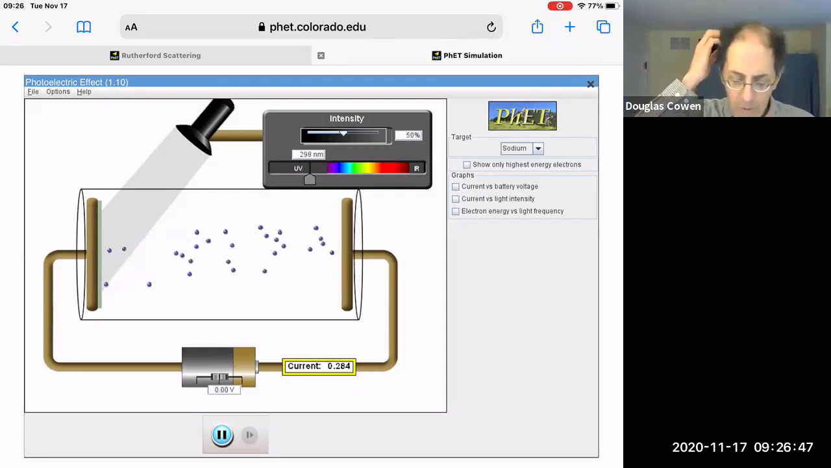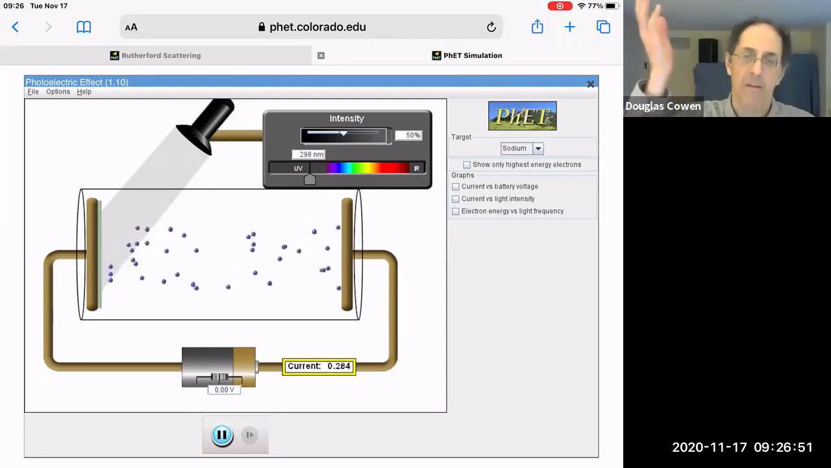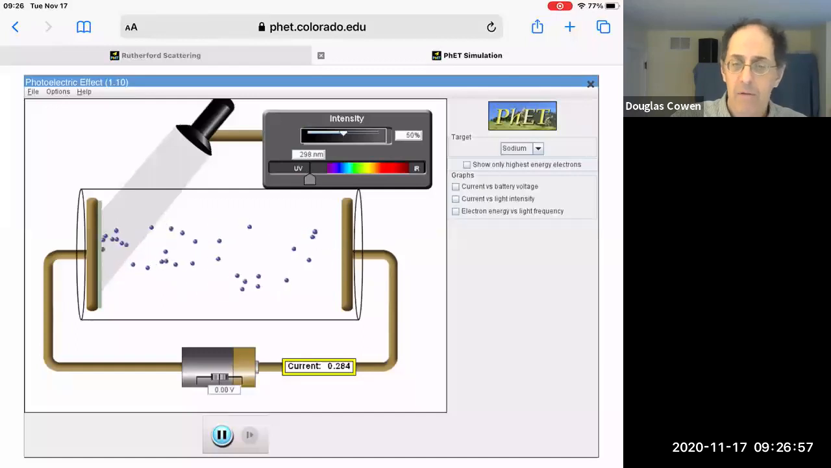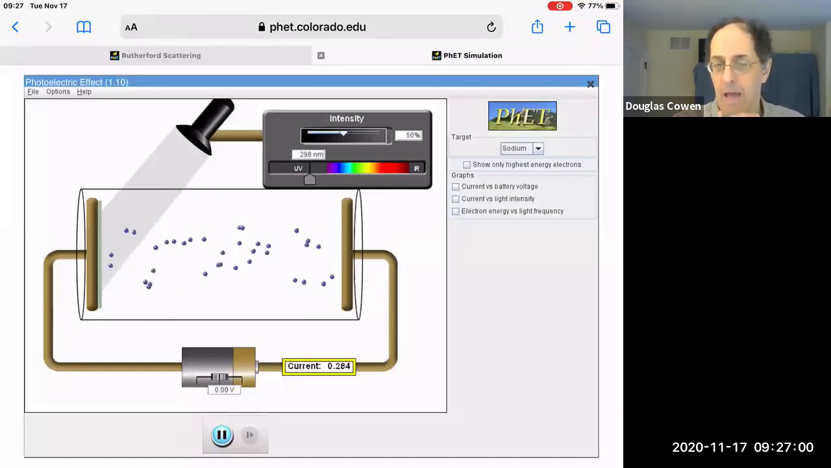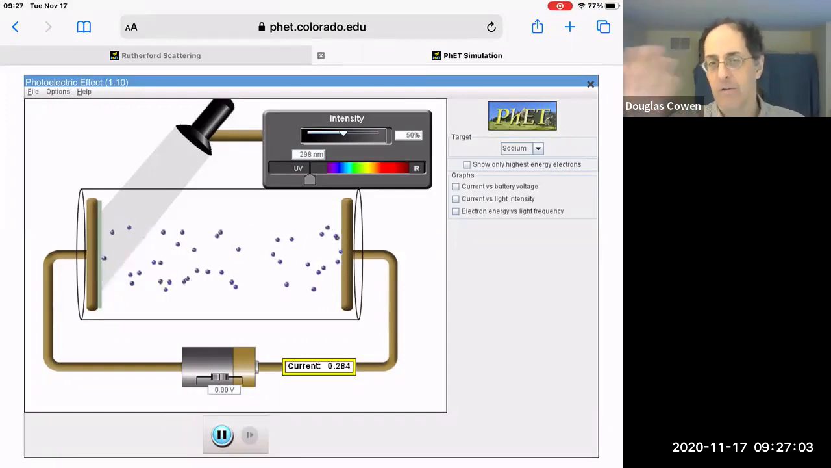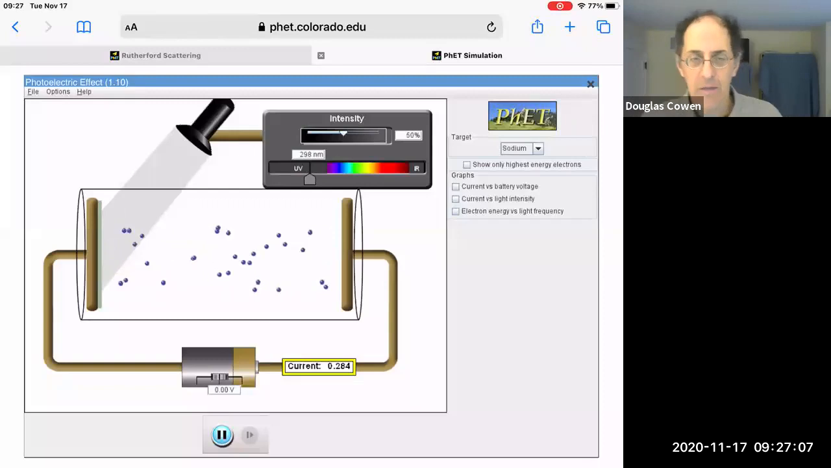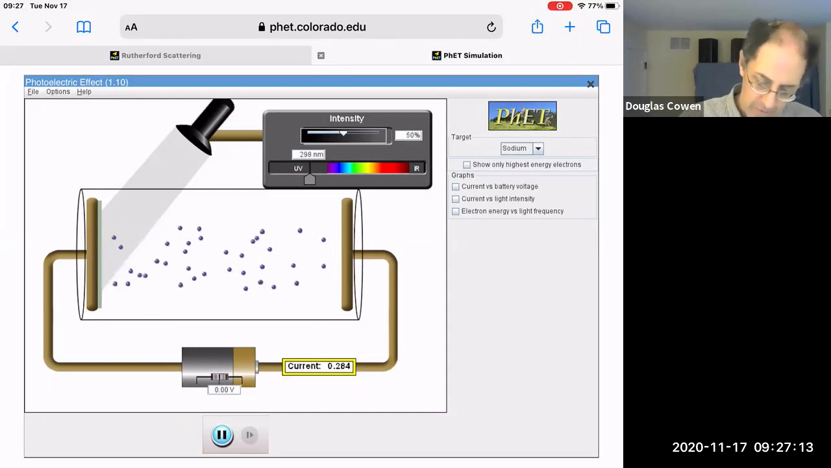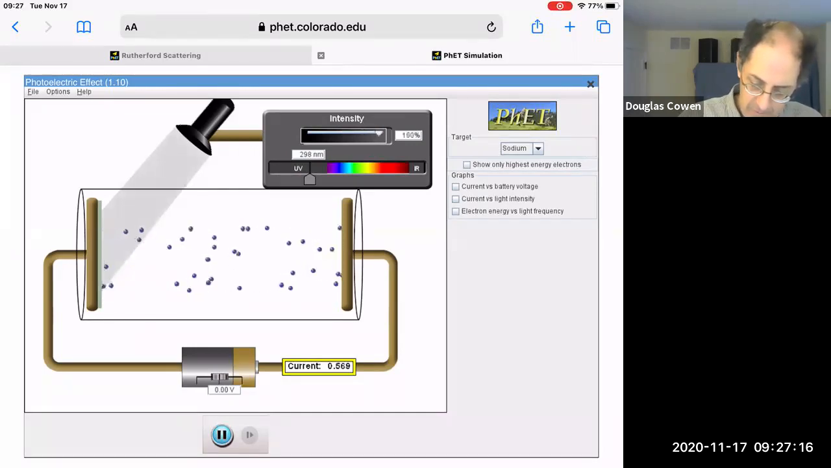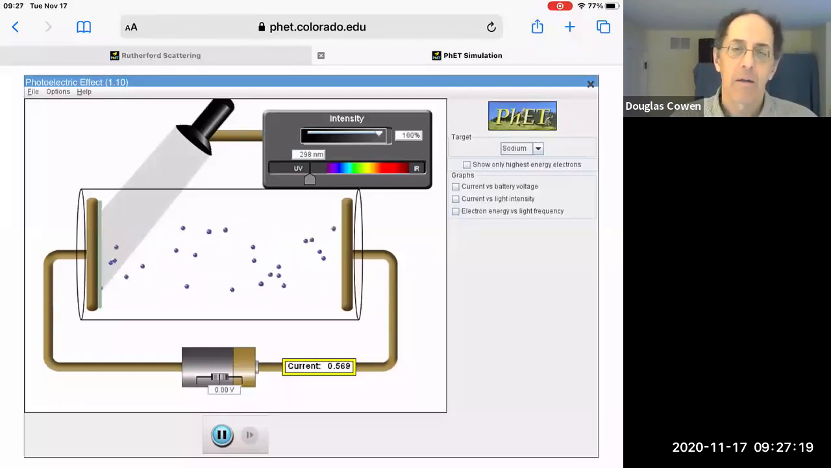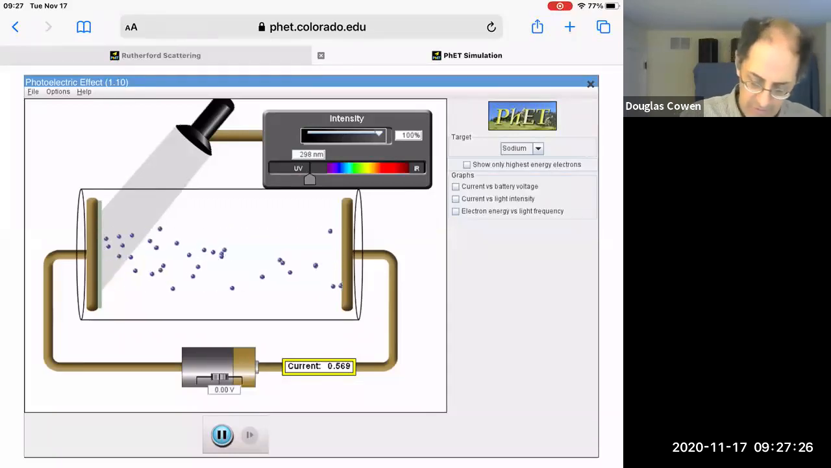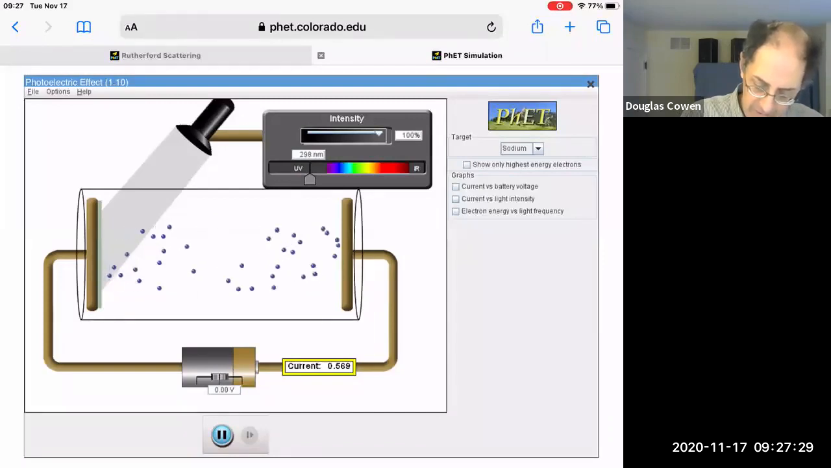Okay, so let's explore what happens if we increase the intensity. So if we increase the intensity, what do we expect to happen? We expect that there will be more photons hitting the cathode, and they're sort of like heating up the electrons or somehow causing the electrons to leave the cathode. So if we increase the intensity, we expect the current to go up. So the current is now 0.284, and I'm going to increase the intensity. I doubled it. And you can see now that the current is 0.569. And maybe you can see that there are more electrons going across. It's a little hard for me to tell that. So let me set the intensity back down to 50%. So that behaves the way we expect it to. That's good.